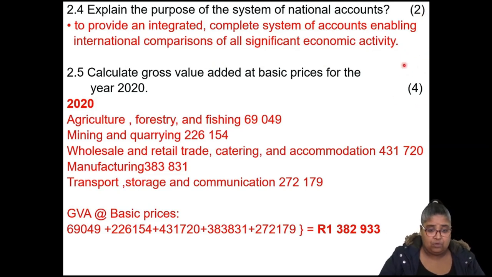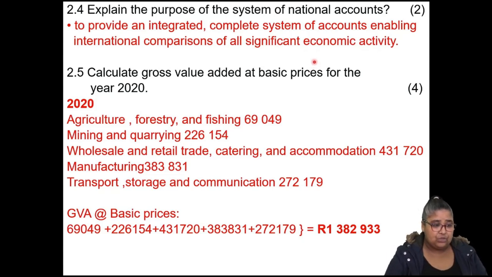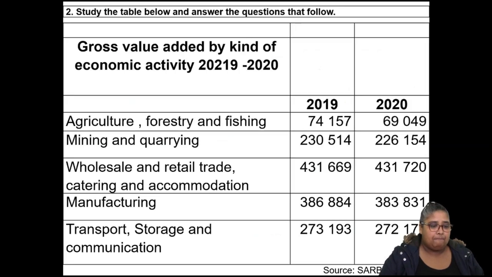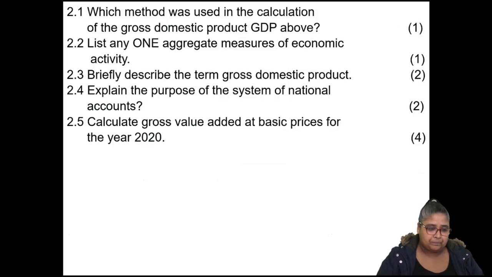Then the last question, for 4 marks, was a calculation that was required of you. What was given in the table of figures were just the figures for each economic activity. Nothing had been calculated or taken any further there. So you have to calculate the gross value added at basic prices for the year 2020. Now, remember, we were given 2 years, but what the question specifically wants is for you to do the calculation for the year 2020. Now, how do I go about doing this? So all the figures were given to you for the year 2020.